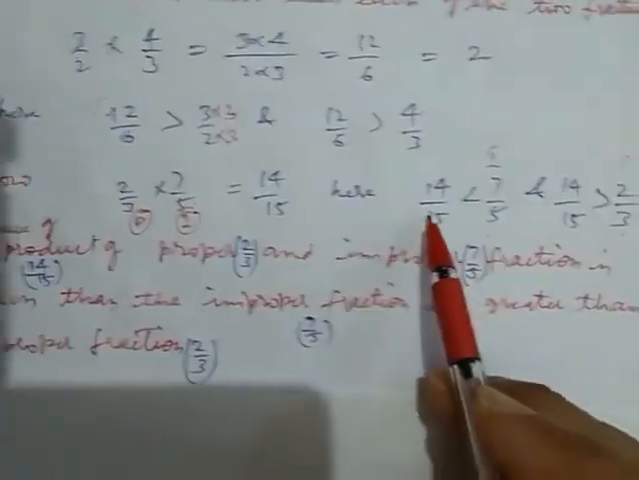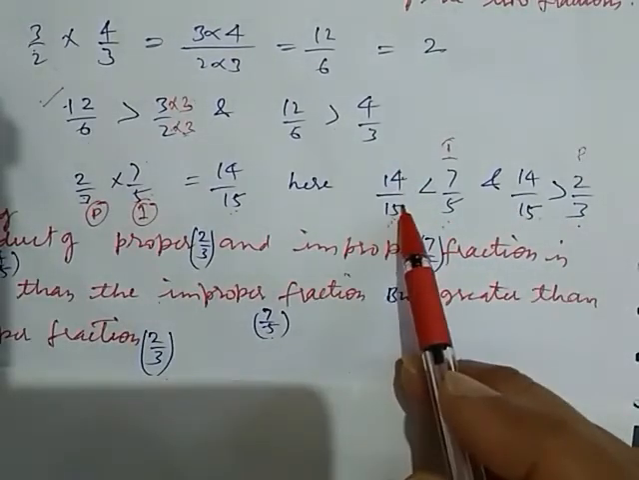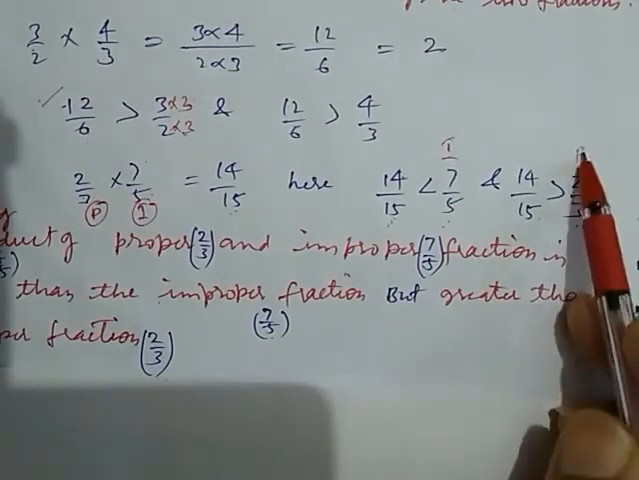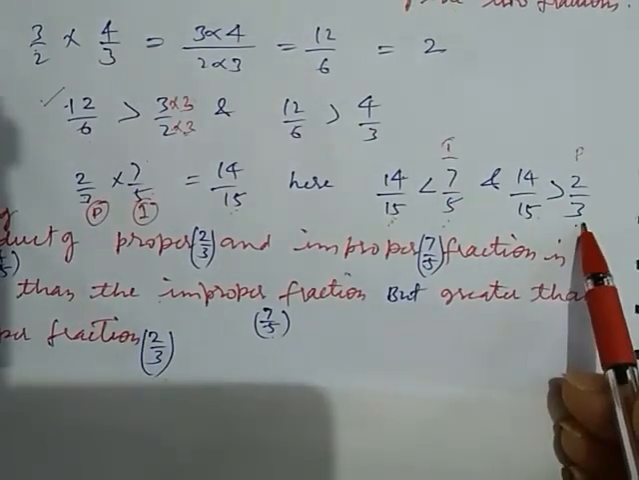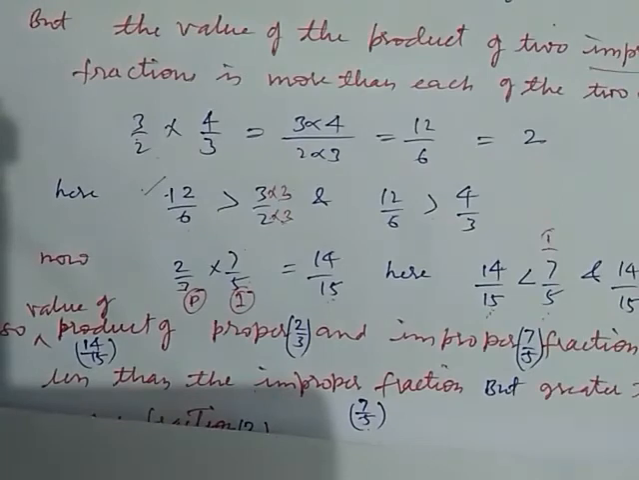Here we can understand clearly that the product of proper and improper fractions has a value lesser than the improper fraction but greater than the proper fraction. Okay, so now we clearly understand the product of different types of fractions.